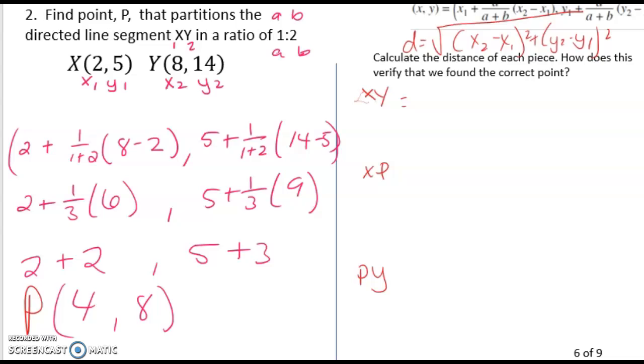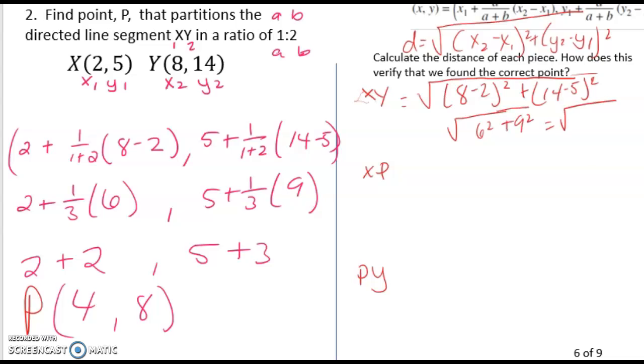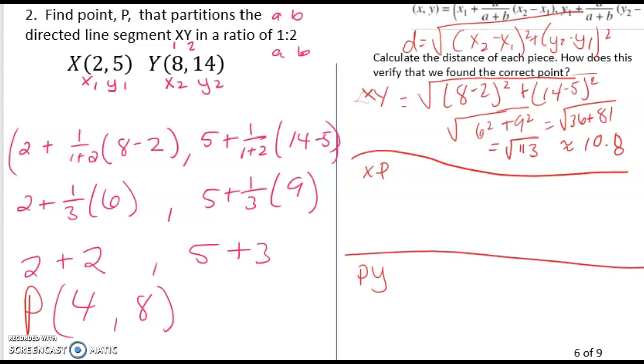So I'm going to substitute values in for x1, x2. I'm going to keep what I already have written. That's going to be 8 minus 2 squared plus 14 minus 5 squared. That ends up being the square root of 6 squared plus 9 squared, which is the square root of 36 plus 81, which ultimately gives me the square root of 113, which is approximately 10.8. All right, so now I have x, y, the total distance between them.